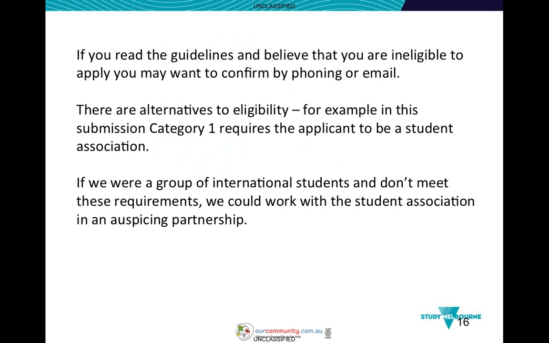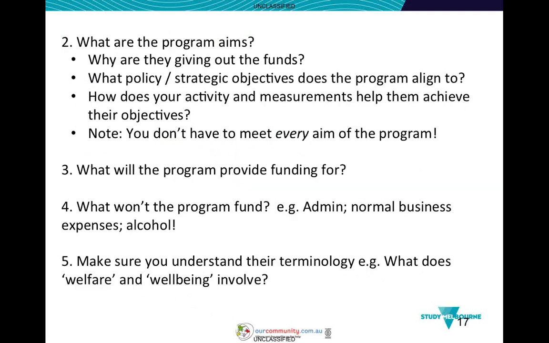So some other things to check in the guidelines. Really, really critical to make sure that you're across the program aims. Ask, why are they giving out the funds? What policy or strategic objectives do the program align to? And just a reminder that these are general questions that you need to ask yourself of any grant program. How does the activity or measurements help them achieve their objectives?